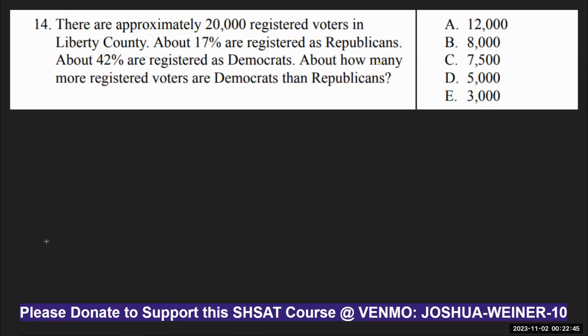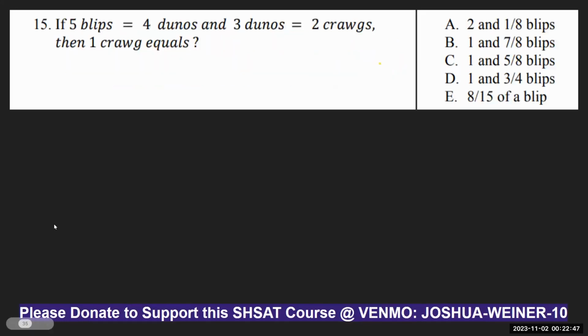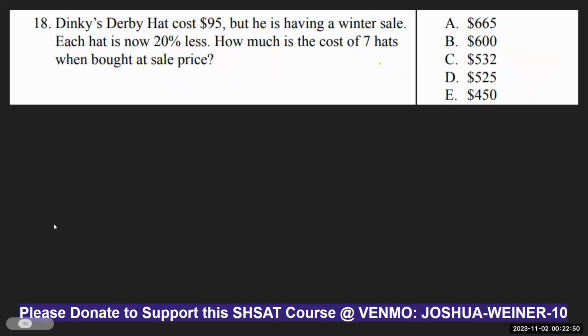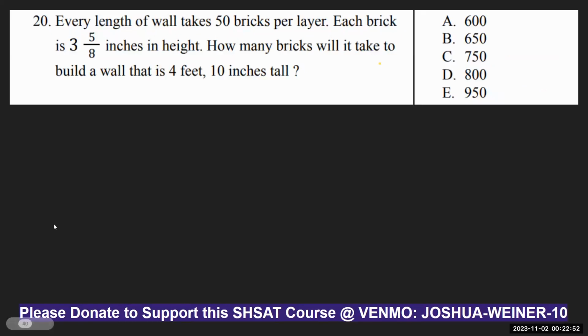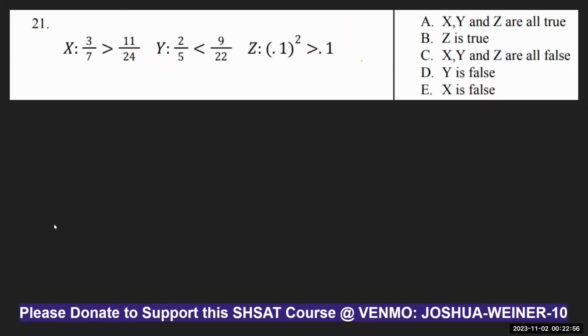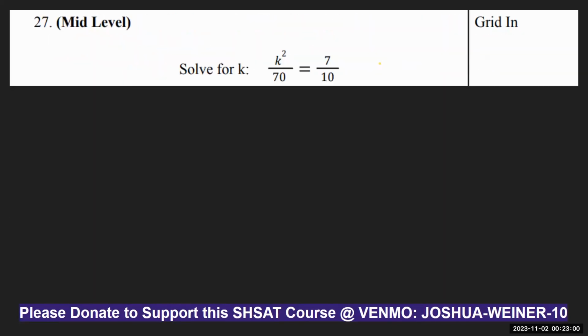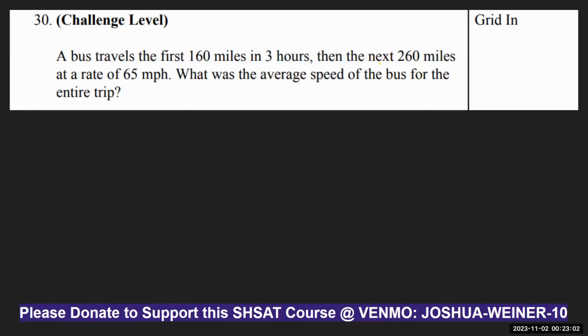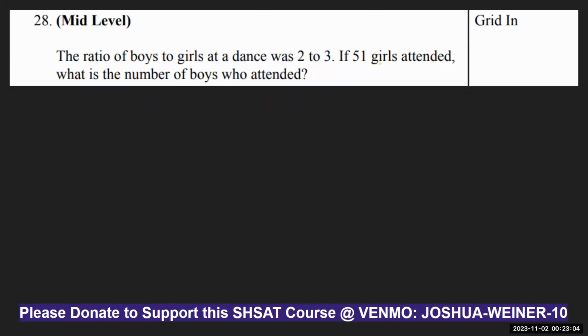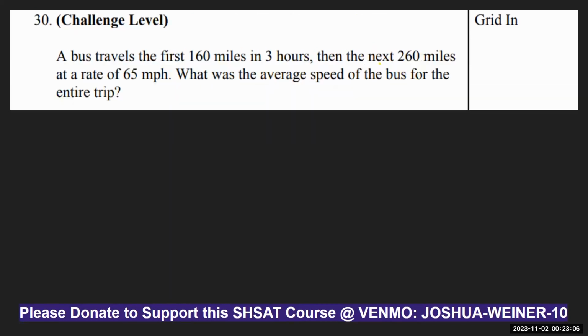Challenge level, let's go to challenge level. 16, the coins, that was a hard one though. Dinky's hat, that's another shopping problem. 20, that was a hard one. 22, 24. Let's see, the dried fruit. No, I got the bus. All right, let's end with the bus problem.